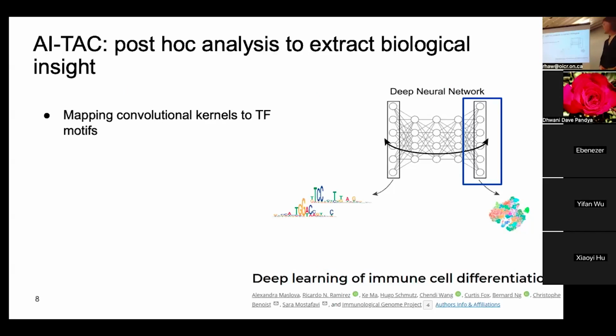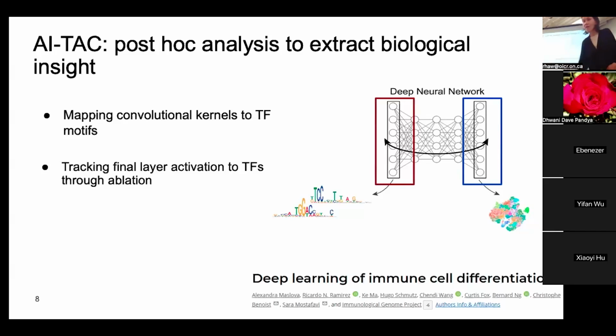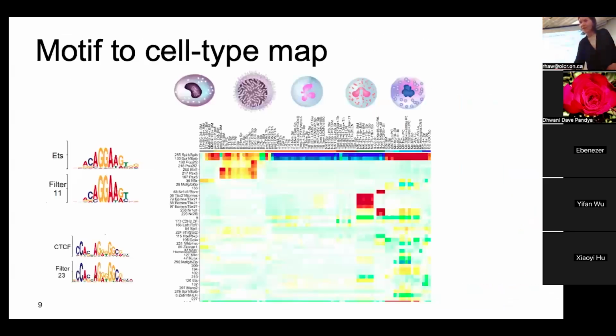So how do they actually do this? In the first layer, where we have a large convolutional network, we can interpret it as TF binding motifs, which you can represent in these very familiar PWM kind of logos. And you can track how these motifs influence the final layer activation, which is activity across cell types. And this gives you a PWM to cell type activity map.